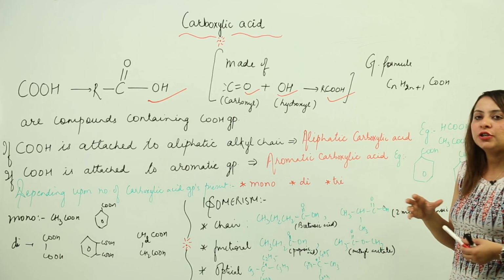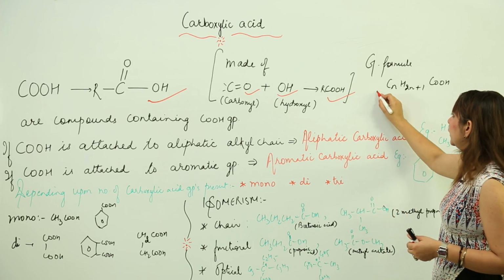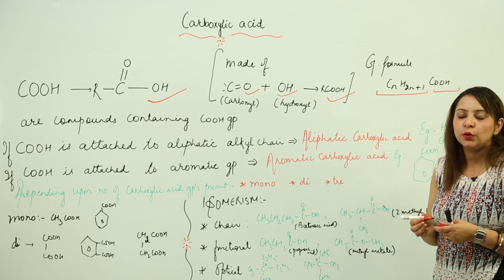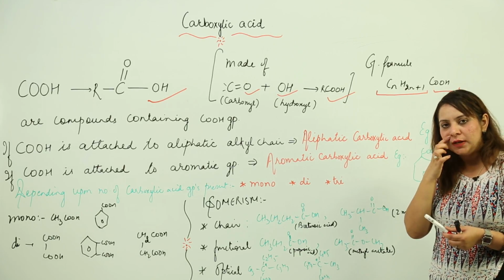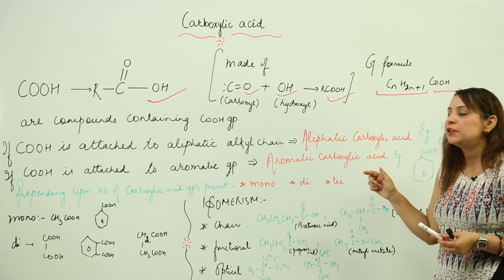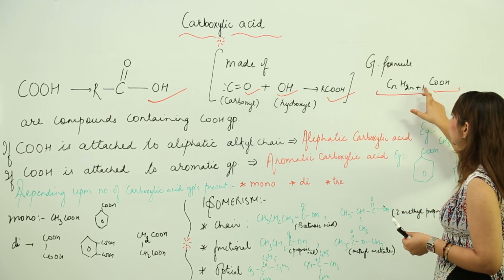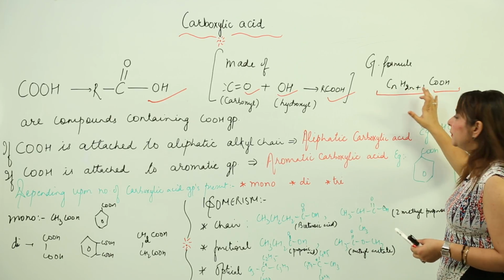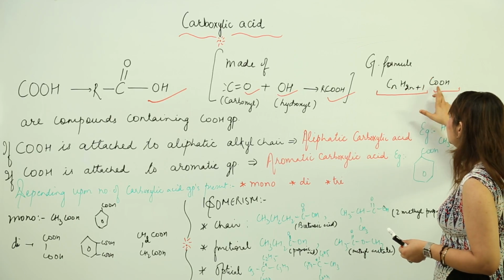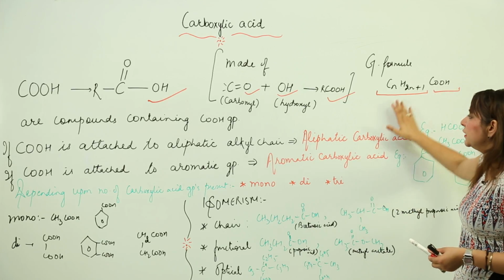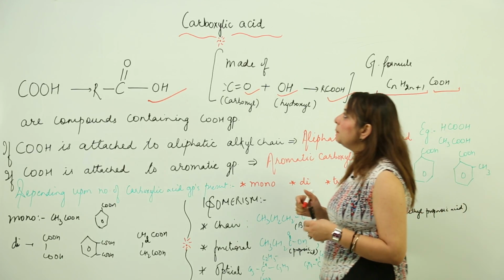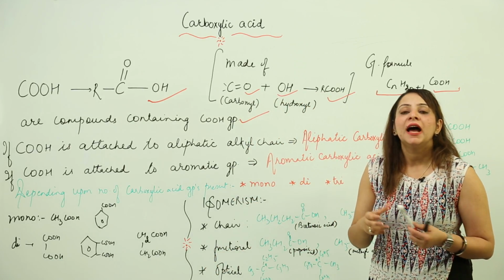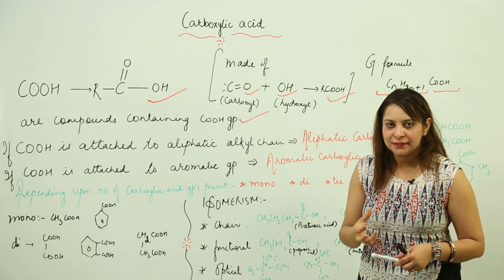Now if we talk about the general formula, it is particularly CnH2n+1COOH. So what is the general formula? It is CnH2n+1COOH, because otherwise it is CnH2n+2, but here one H is replaced by the COOH group. So this is the general formula. The compounds which contain the carboxylic acid in their chain are actually the derivatives of the carboxylic acid, right.